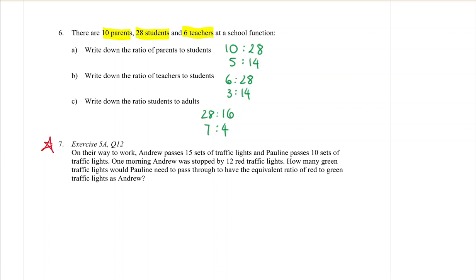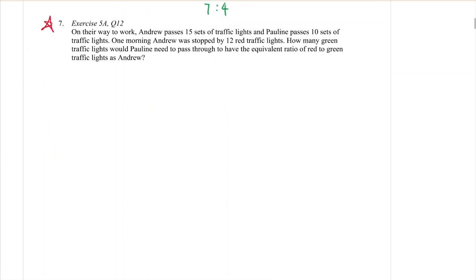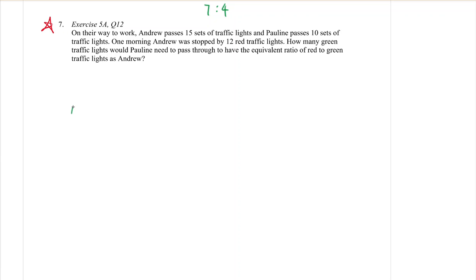What does this actually mean? We have 2 different people here, Andrew and Pauline, and they're both driving off to work. They're going to go through red and green traffic lights. However, I'm told some red traffic lights, but I was never told any green ones. So for my ratio, I'm going to do the total number of lights that they go through to the red traffic lights.